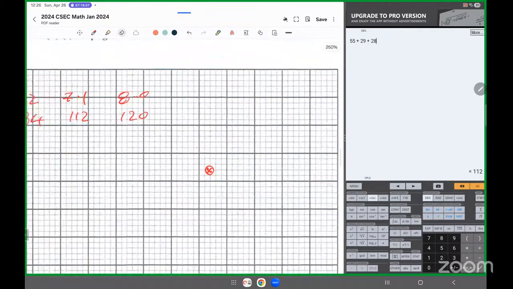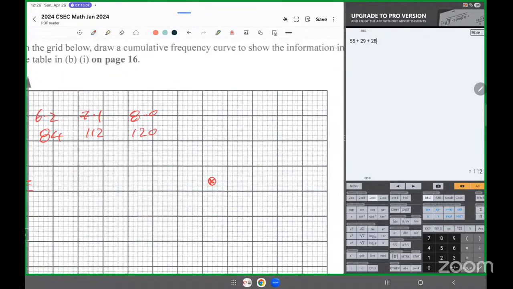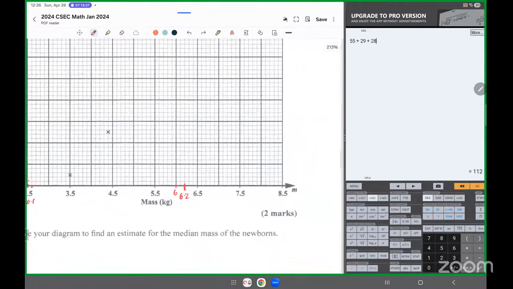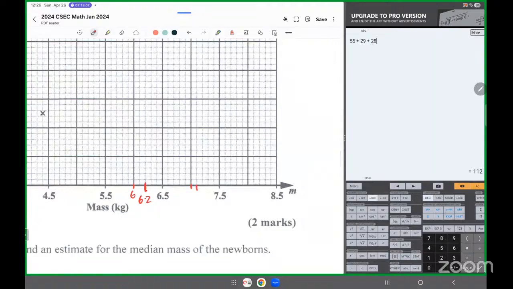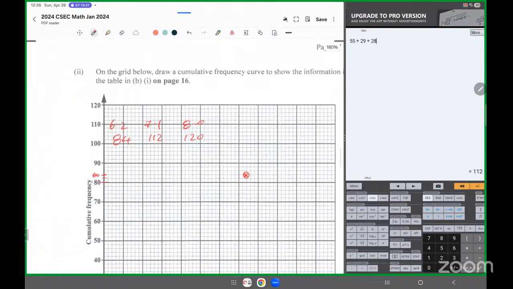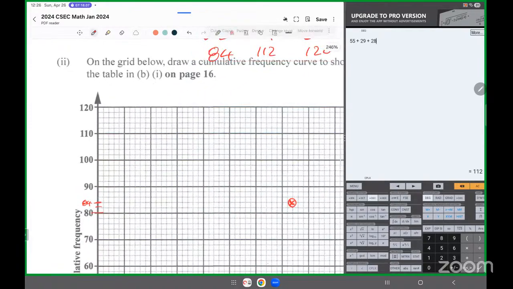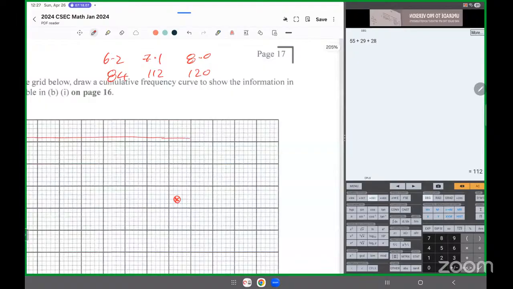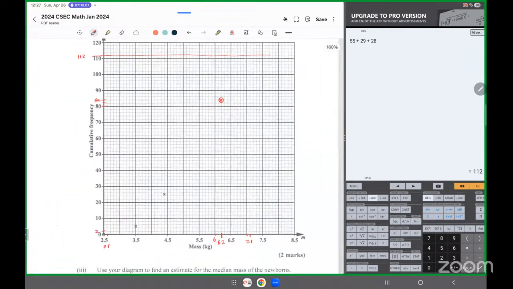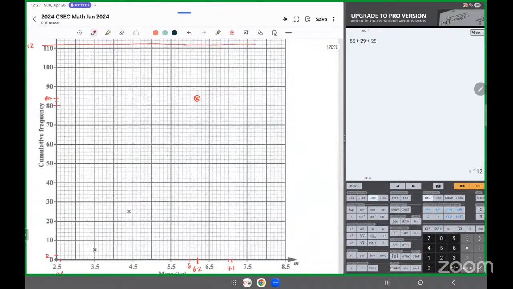The next one is 7.1 and 112. So right here will be 7, and this will be 7.1. Coming up on that line, we want 112 next. So 110 here, so 112 will be right here. You're coming across on this line. I want 7.1, so 7.1 is on this line up here.